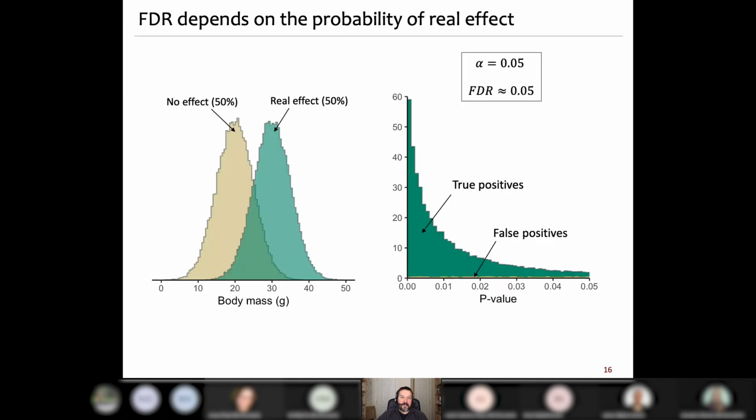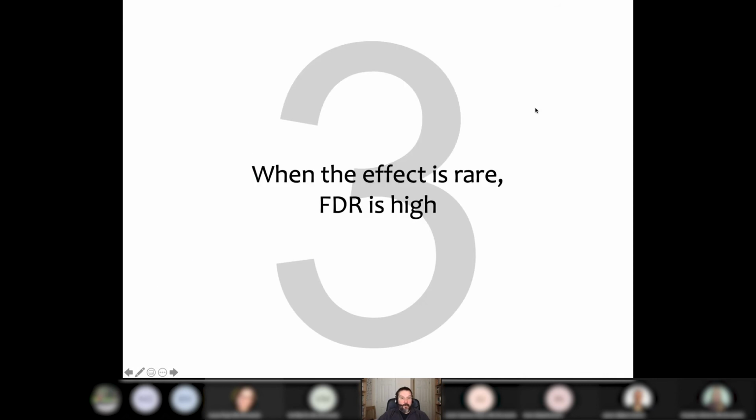Why is that so? Have a look at a different example. This time, the no effect and real effect are equally prevalent in your data. It's 50-50. If you repeat the same simulation, you will get a distribution of p-values looking like that, where false positives are down at the bottom. You could hardly see them. And if you calculate the false discovery rate, it's about 5%. When the effect is rare, false discovery rate is high. This is the problem with tests where the effect you are trying to find is rare. Be aware of this. You can get a very high false discovery rate.